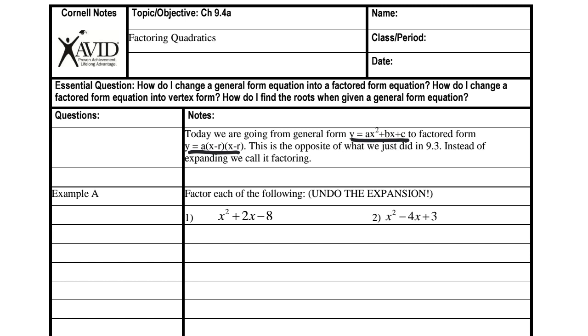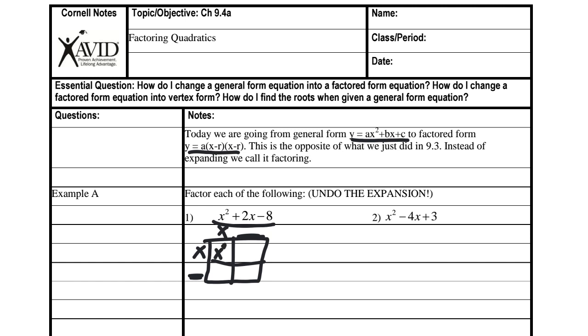So looking at our first equation, x squared plus 2x minus 8. If we think back to when we did the box, we knew that we had an x up here, x over here, and then some number there and some number here, and we got general form. So we're just going to do the exact opposite of that. We're going to start in the box and work our way out.